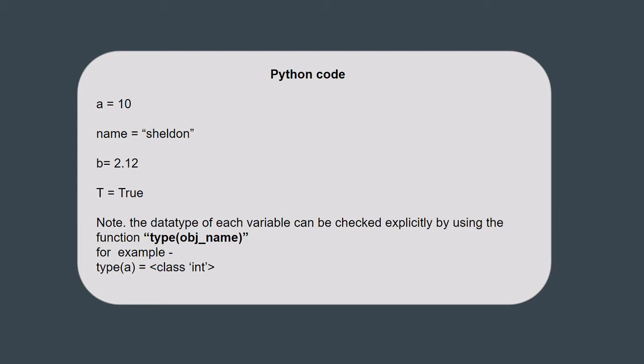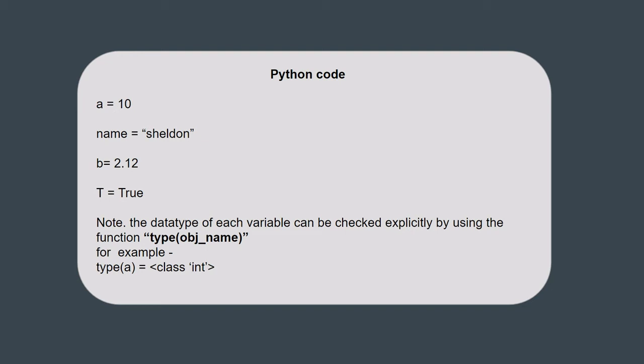Third, I have entered the value 2.12 to variable b. 2.12 is a double or a float type value, but I do not have to explicitly declare float or double here. I can straight away assign 2.12 to b. Lastly, I have assigned the boolean value True to the variable t. In Python, there are two boolean values as in other languages, but you have to make sure that the first letter of the boolean value True or False must be in capital. As in this case, the letter T is capital in True.